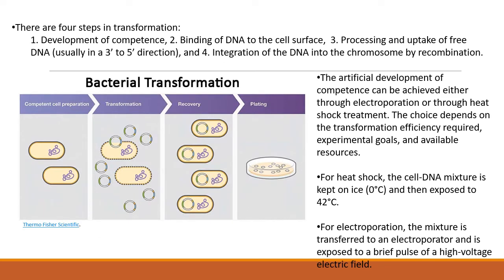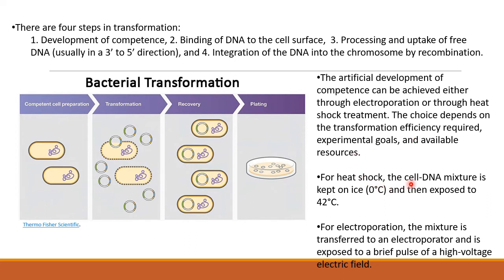Now there are 4 steps in transformation. First, you develop competence. Second, binding of DNA to the cell surface. Third, the process of uptake of free DNA. And fourth, integration of DNA into the chromosome by recombination. These are the 4 most important steps of the process of transformation. Now the artificial development of competence can be achieved either by electroporation or through heat shock treatment. The choice depends on the transformation efficiency which is required. It depends on your experimental goal or available resources.